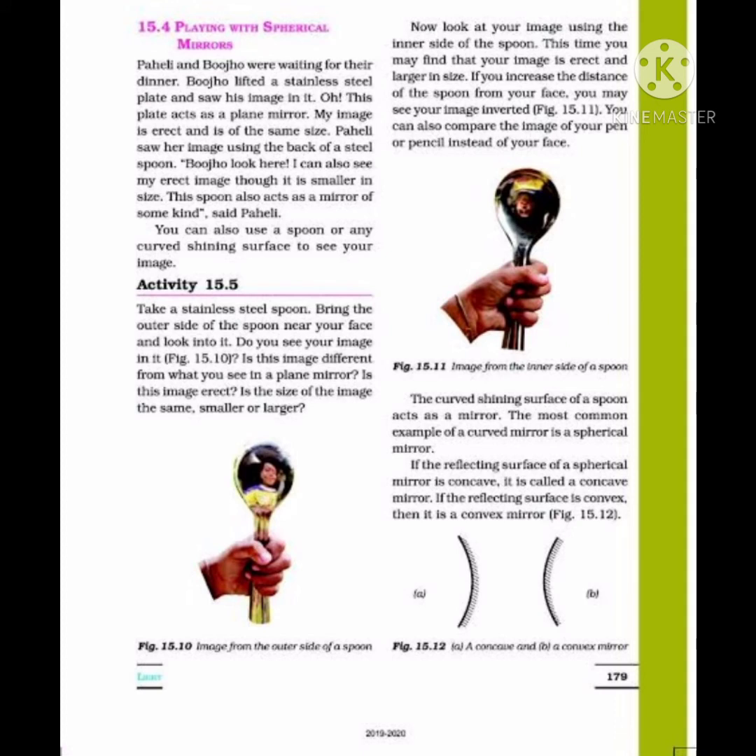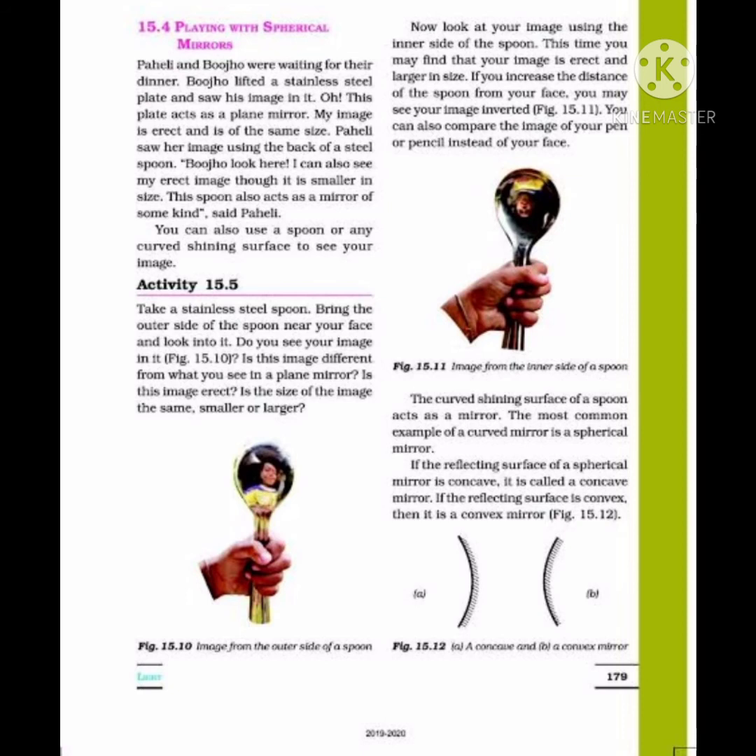So as a conclusion we can say the image formed by a plane mirror is always erect. It is virtual. Virtual image means it is not a real image, and it is of the same size as the object. The image is at the same distance behind the mirror as the object is in front of it. So these are the peculiarities of the image formed by a plane mirror.